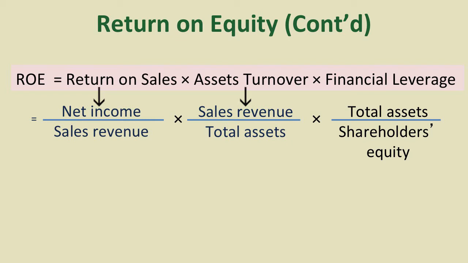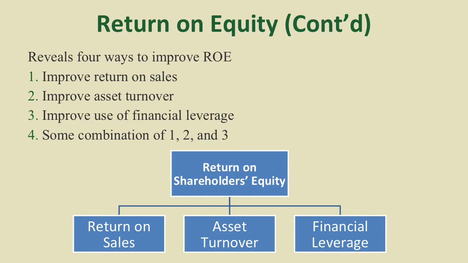And the third one, financial leverage, is really the capital structure of this firm. So when we analyze ROE using this little model, we're trying to understand what are those factors driving the changes in this ROE. This little ROE model also can tell managers that there are 3 ways you could improve your ROE: improve return on sales, improve asset turnover, improve use of financial leverage, or some combination of 1, 2, and 3.